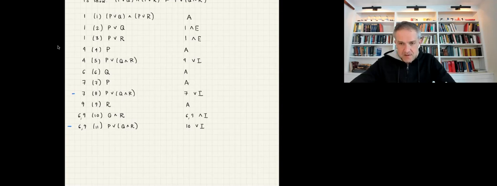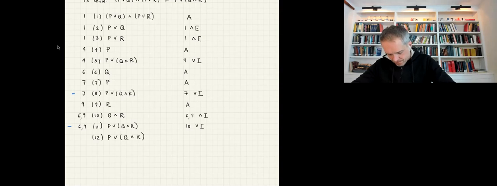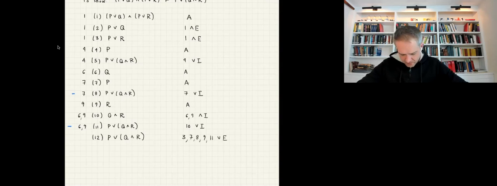So the disjunction on line 3, that is the disjunction of P and R. Okay, so then what I can do is, on line 12, basically get rid of those two little subproofs. Okay, so I'm going to write P or Q and R follows now from 3, as I said, 7, 8, 9, 11, or elimination.